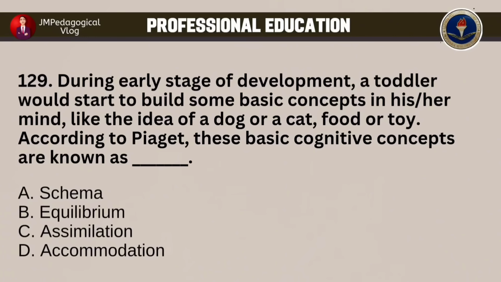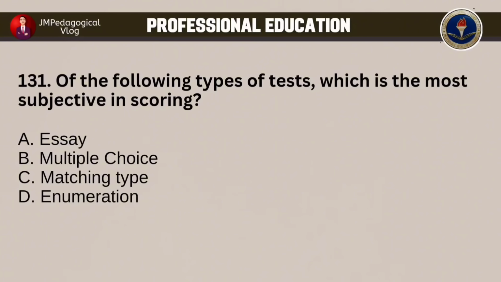129. During early stage of development, a toddler would start to build some basic concepts in his/her mind, like the idea of a dog or a cat, food or toy. According to Piaget, these basic cognitive concepts are known as A. Schema. B. Equilibrium. C. Assimilation. D. Accommodation. A. Schema.